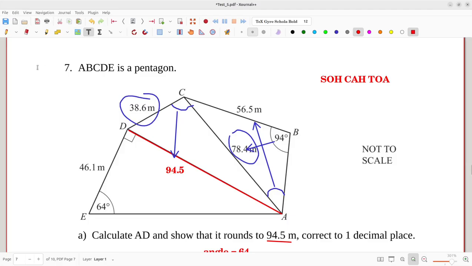Now let me just write it down so that I can take it to a proper working space. 94.5 squared, the side opposite to the angle squared, is equal to the square of the other two sides: 38.6 squared plus 78.4 squared minus 2 times the product of the other two sides, times 38.6 times 78.4 cos C.